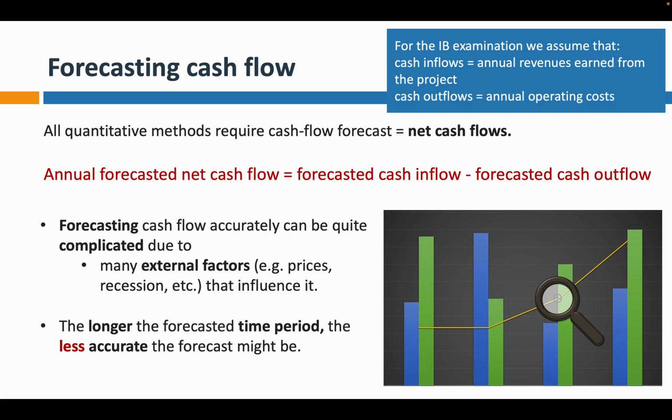For the IB examination, it's important to say, we always assume that the cash inflows are going to equal the annual revenues earned from the project, and the cash outflows are going to be the annual operating costs. So for the IB examination, the cash inflows and outflows are going to be quite simplified.